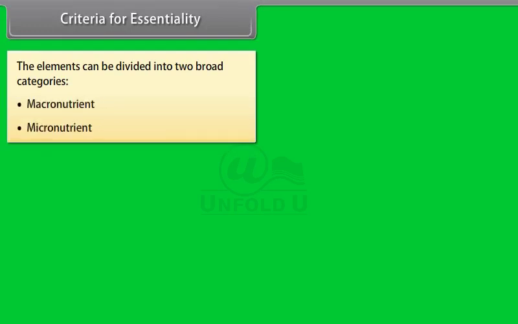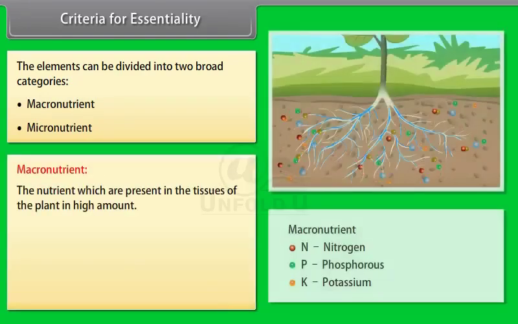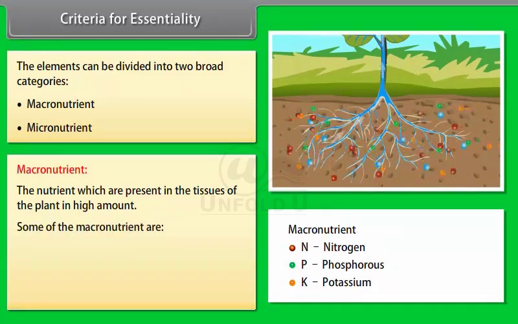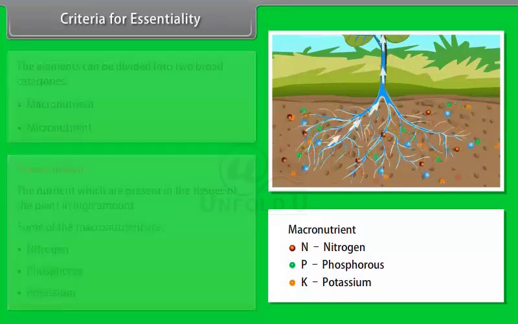Criteria for essentiality. The elements can be divided into two broad categories. They are macronutrients and micronutrients. Macronutrients are the nutrients which are present in the tissues of the plant in high amounts. Some of the macronutrients are nitrogen, phosphorus, and potassium.